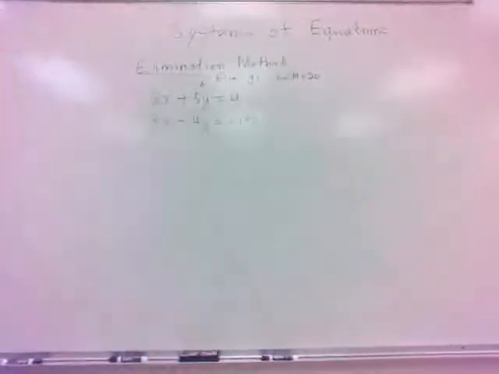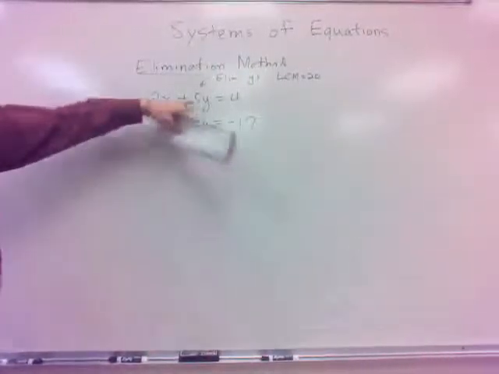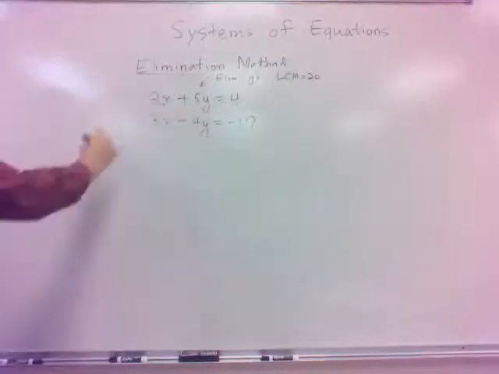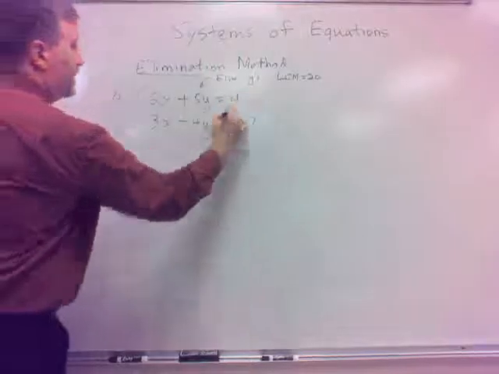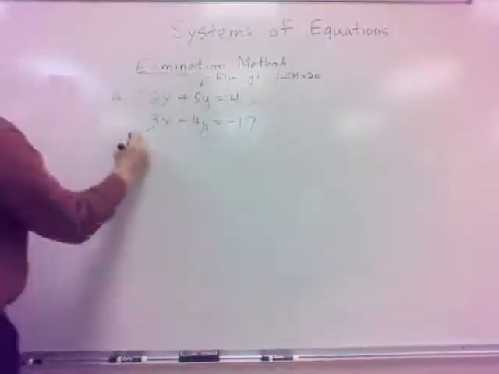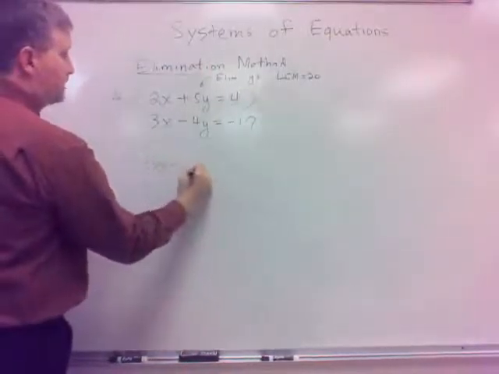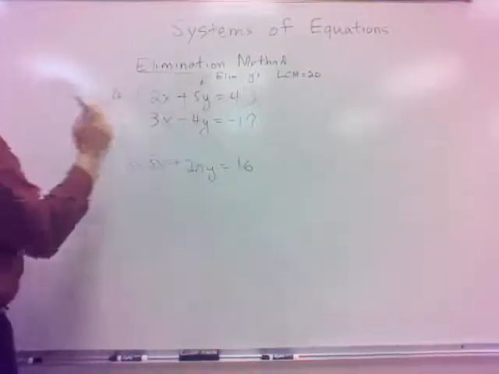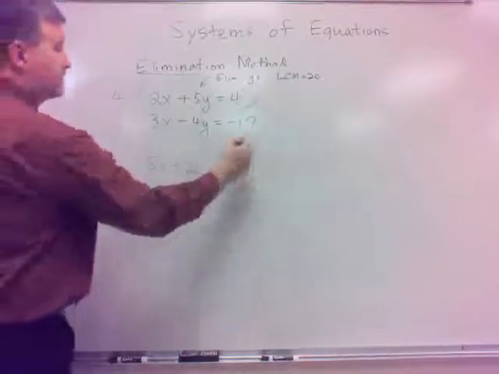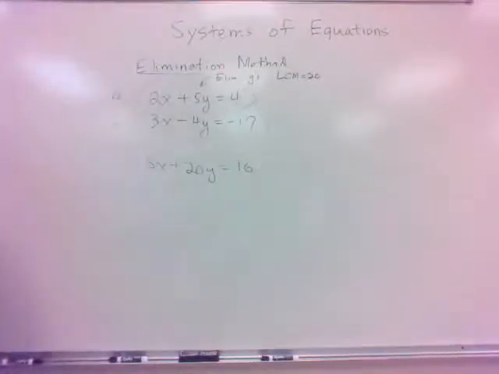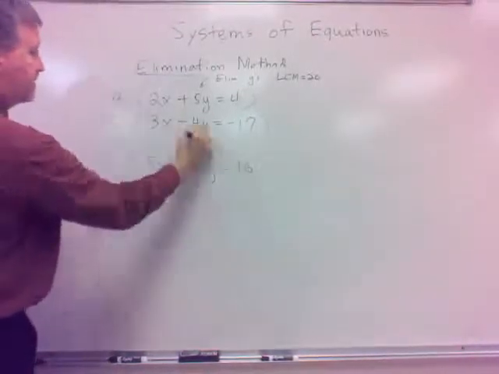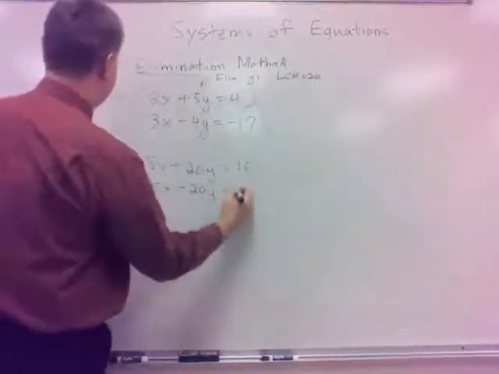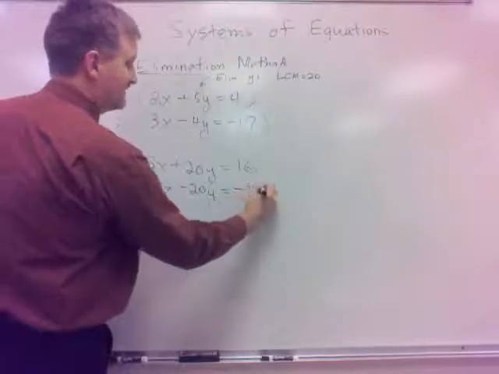Well, the top equation, making the y's be 20, I would multiply by 4. So I'm going to multiply the whole top equation by 4. So that would be 8x plus 20y equals 16. And the bottom one I'm going to make minus 20. It's already got the minus, so all I have to do is multiply both sides by 5, don't I? And so that would be 15x minus 20y equals, oh, there's my 17 times 5 again. It's negative 85, isn't it?